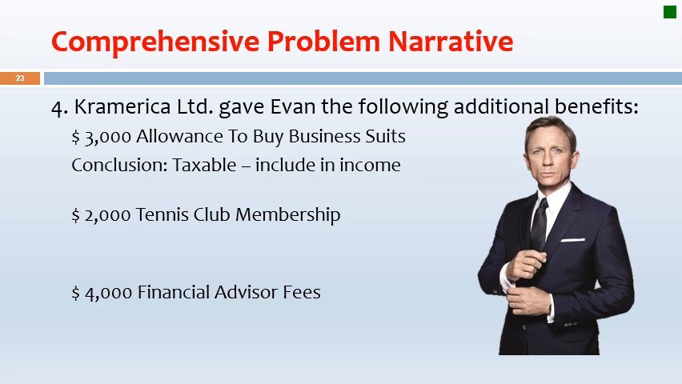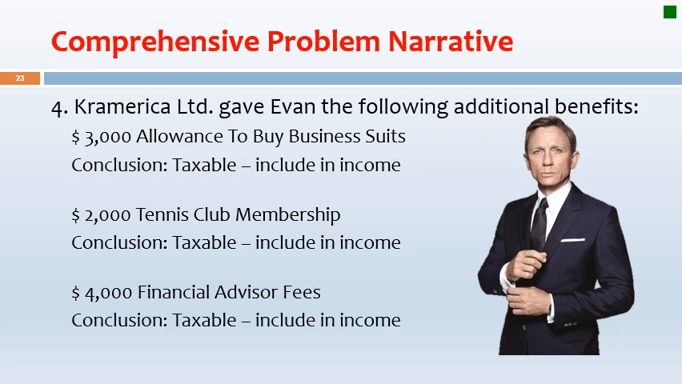Next, the tennis club membership is likely to benefit Evan more than his employer, so we're going to include that in his income as well. Finally, the $4,000 paid to a financial advisor for Evan is definitely a benefit to him, so it's going to be included in his income.